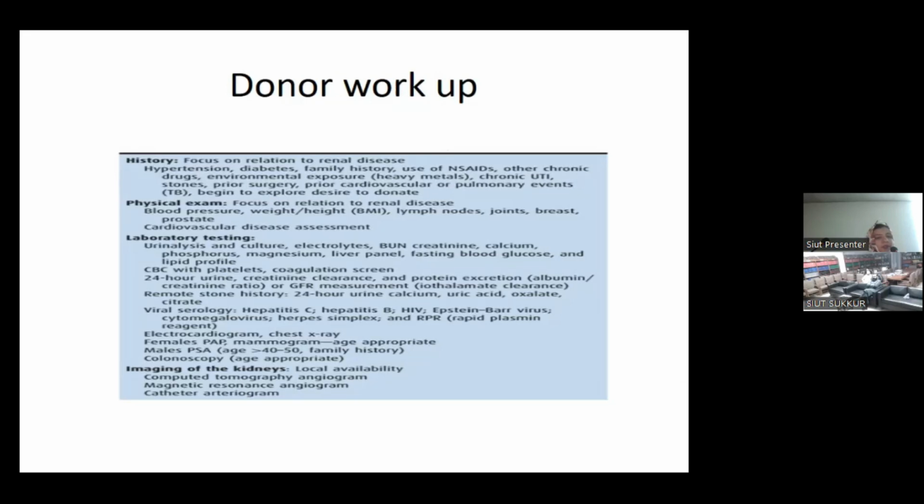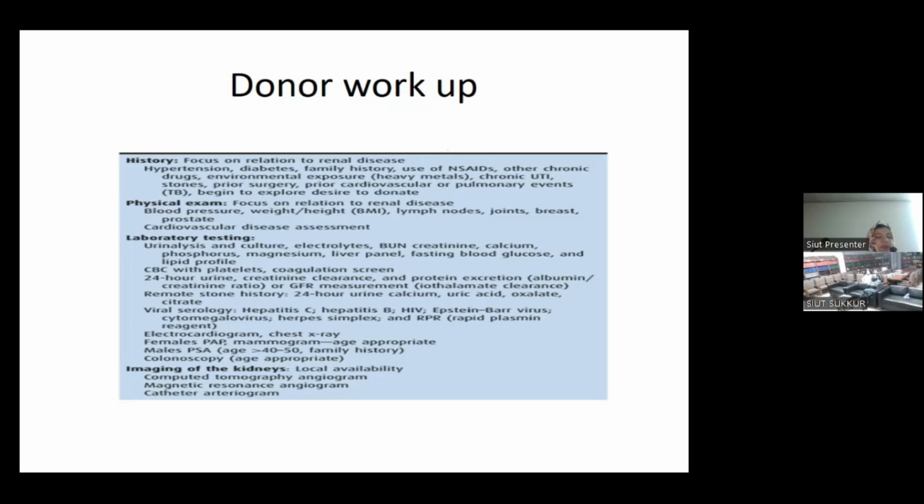Then we should move towards the physical examination. Again, we should start with the baseline, like for example, blood pressure, weight, height, BMI, for general physical examination, and another important thing is the cardiovascular disease assessment. Then laboratory testing should be done: urine analysis, cultures, electrolytes, CBC, urea creatinine, lipid profile, liver panel. All of these should be done. Coagulation screening should be done. 24-hour urine test, creatinine clearance, and protein excretion, albumin creatinine ratio or GFR measurement has to be done.